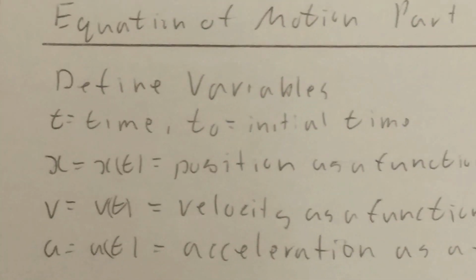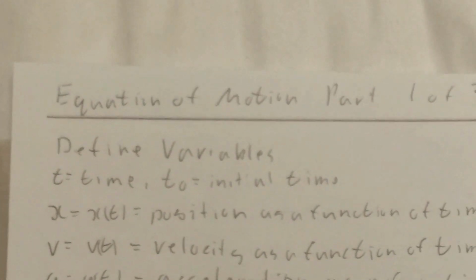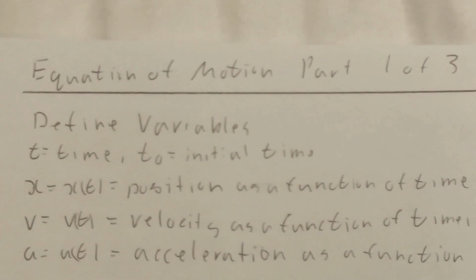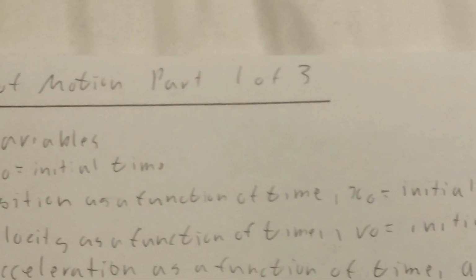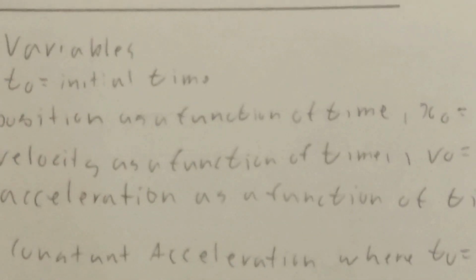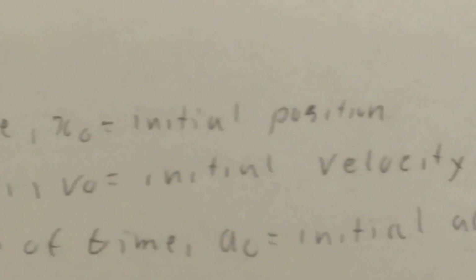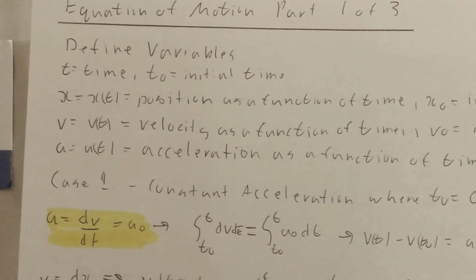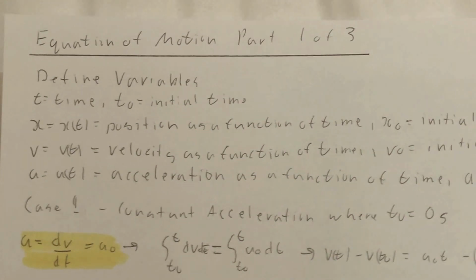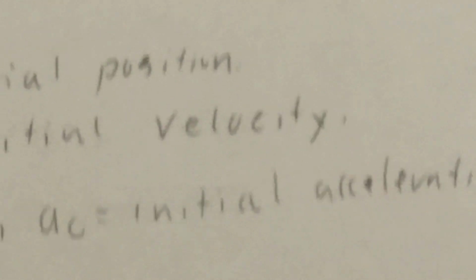First, we need to define the variables, and they are: t naught is initial time. x equals x of t equals position as a function of time. x naught equals initial position. v equals v of t equals velocity as a function of time. v naught equals initial velocity. a equals a of t equals acceleration as a function of time, with a naught equals initial acceleration.